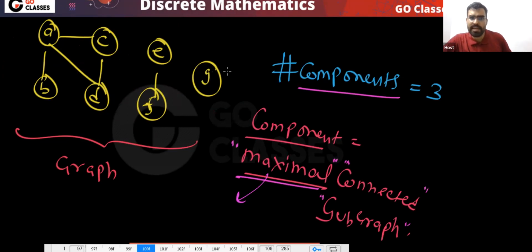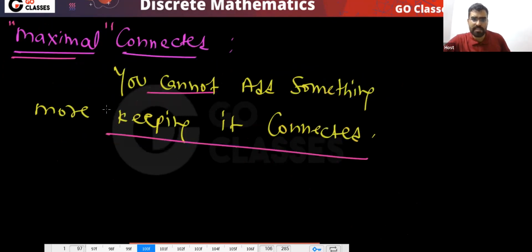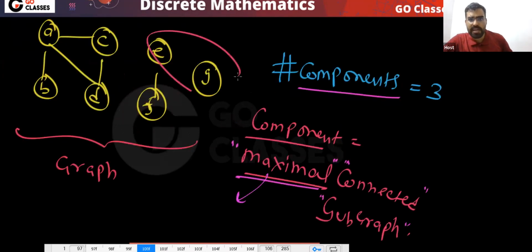Can you add something? Like, can I add this? Now this is not connected. Yes or no? Please read the definition. Maximal: if it is already maximal, then you cannot add something, keeping it connected. If I add this, then it is not connected. Yes or no?